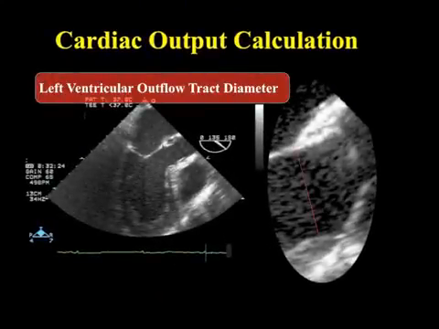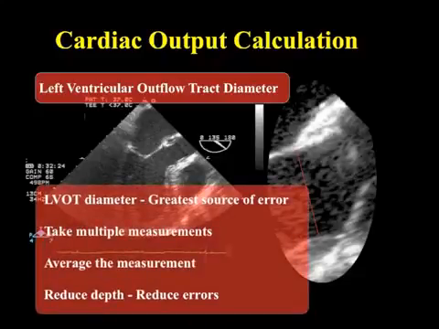The first step in the calculation of the cardiac output is careful measurement of the left ventricular outflow tract diameter. Because this value is squared in the calculation, even small errors can be magnified. It is recommended to take multiple measurements at a reduced depth or while applying the zoom function to closely observe the borders of the LVOT.